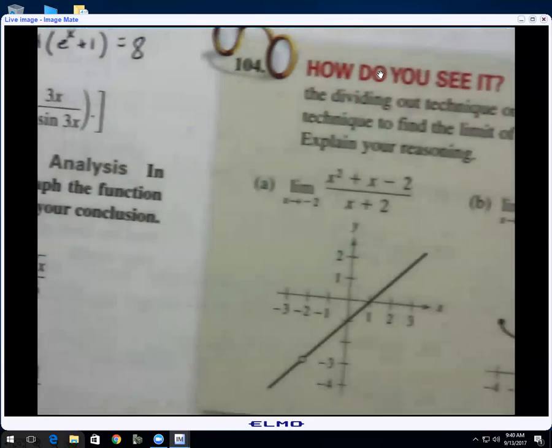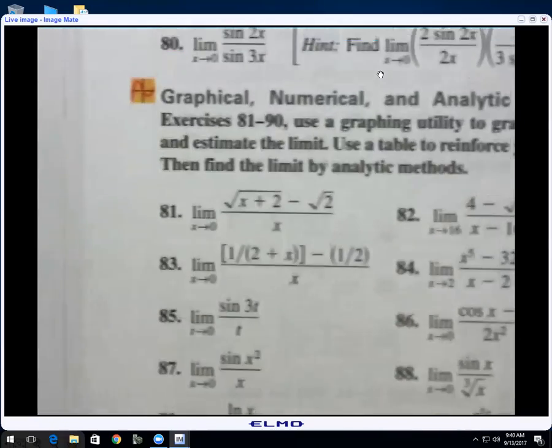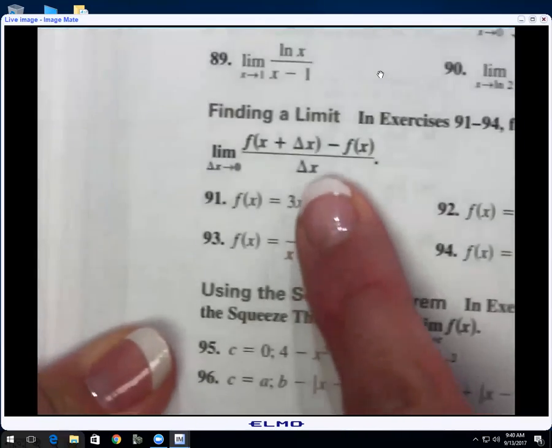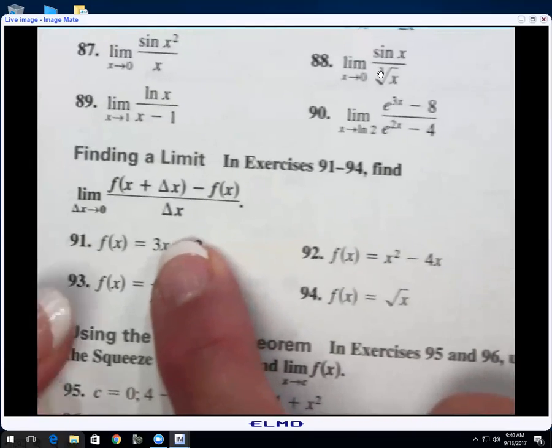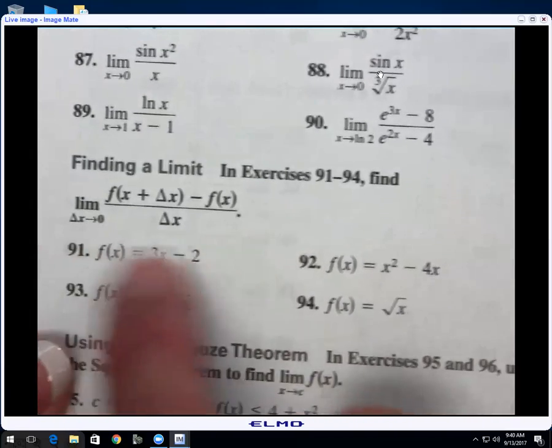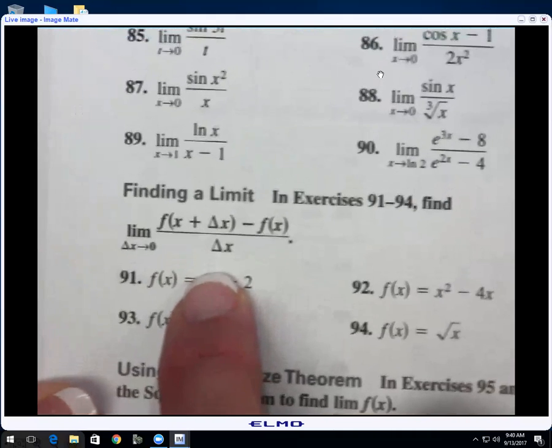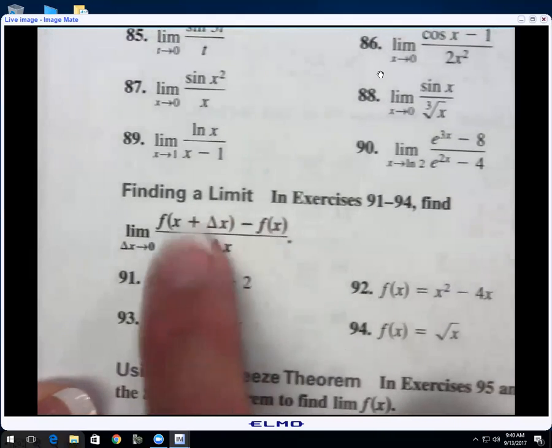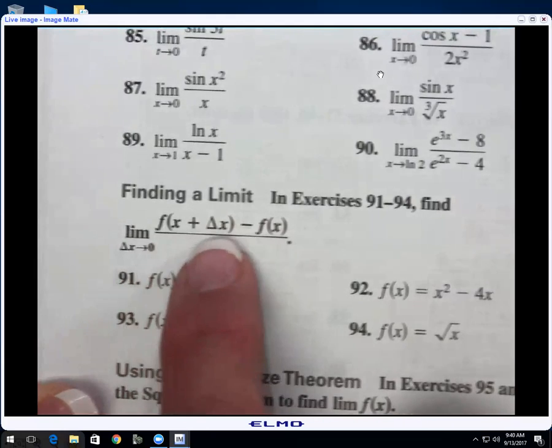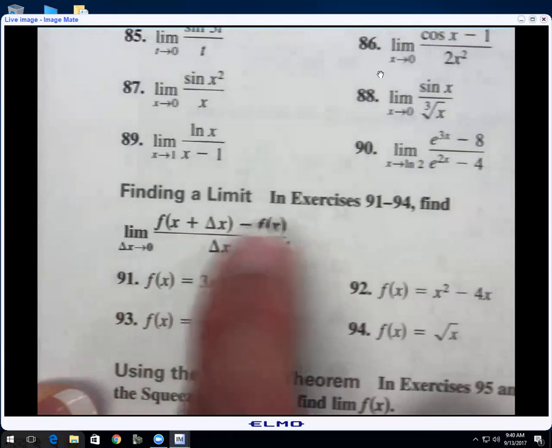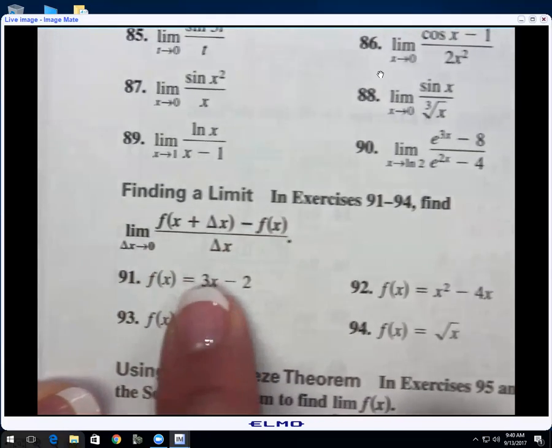All right, last set of directions. 92 and 94. Right here. Last 2 problems in the homework. Where is it? There it is. This expression, just the argument part, f of x plus delta x minus f of x over delta x, that's called the difference quotient.